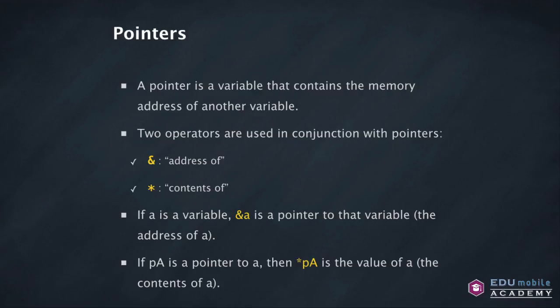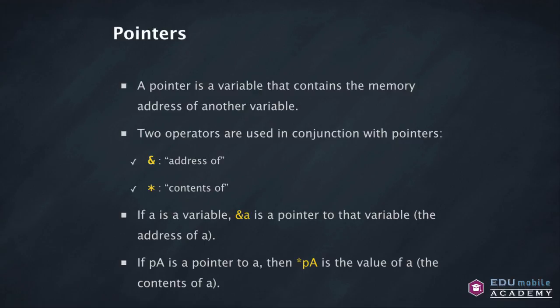Two operators are used when we talk about pointers. There is an ampersand, a single ampersand. This is called the address of operator. And there is the asterisk. This is called the contents of, or sometimes it's called the indirection operator. So what does that mean? Well, the address of operator takes the address of whatever we tell it to. The contents of operator gets the contents in memory at that address.